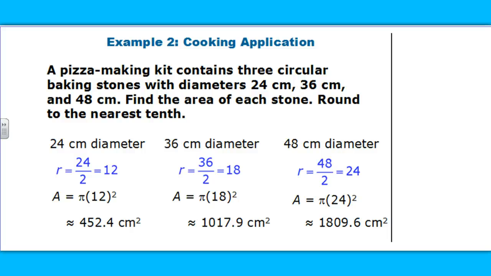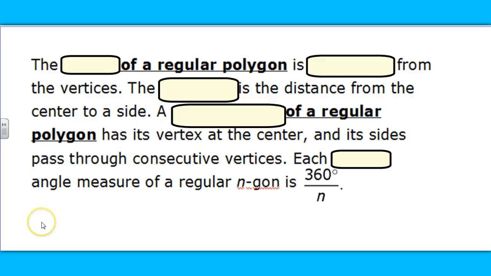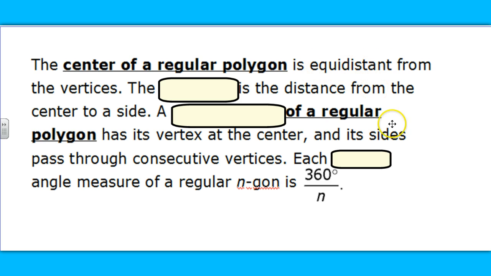When given a diameter, we simply divide it in half, and we use the radius to find the area. Good job, I'm sure there's no problem there. This is the interesting section of today's lesson. The center of a regular polygon would be how far from the vertices? If it's a regular polygon, remember all sides are congruent, right? So the center would be equidistant from each vertex. So what is the distance from the center to a side? So not to a vertex, but from the center to a side.